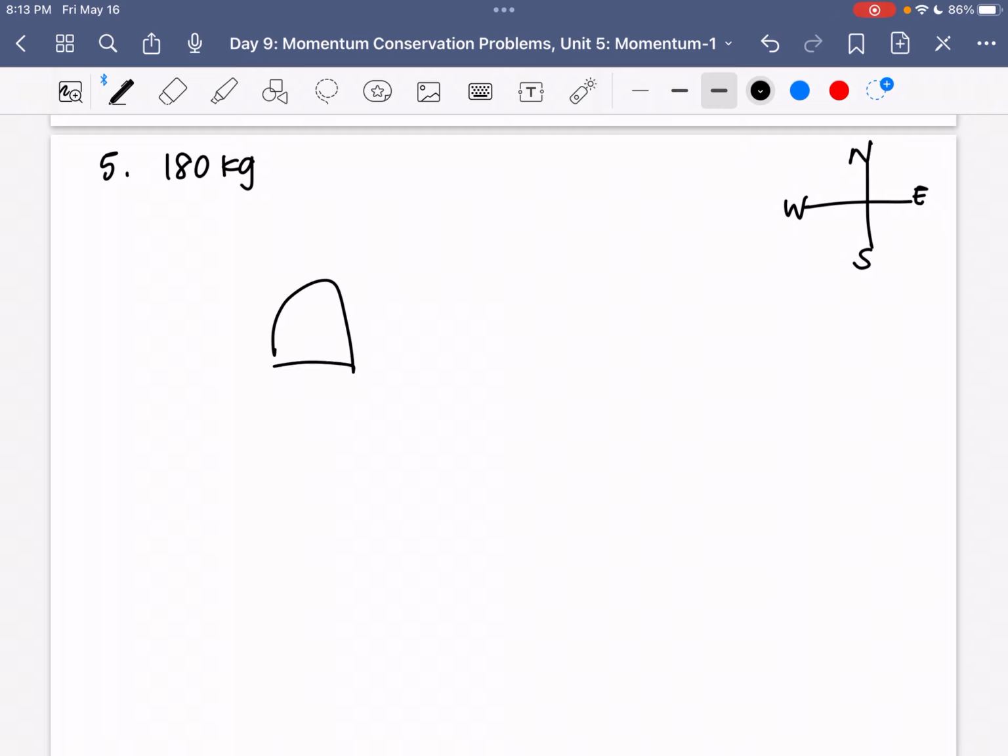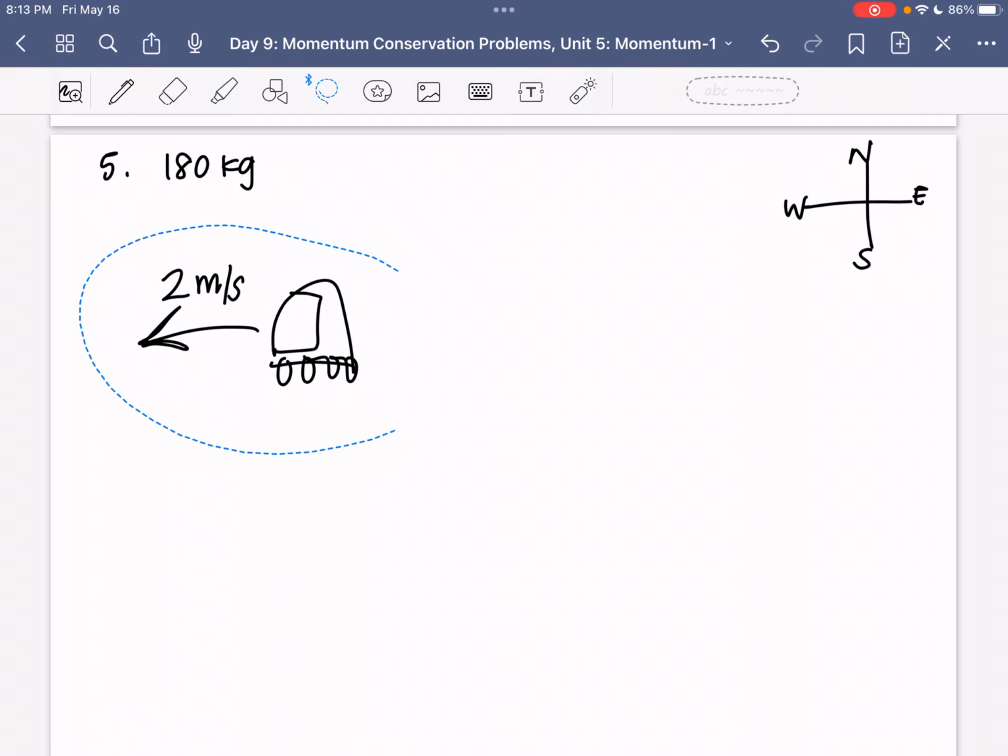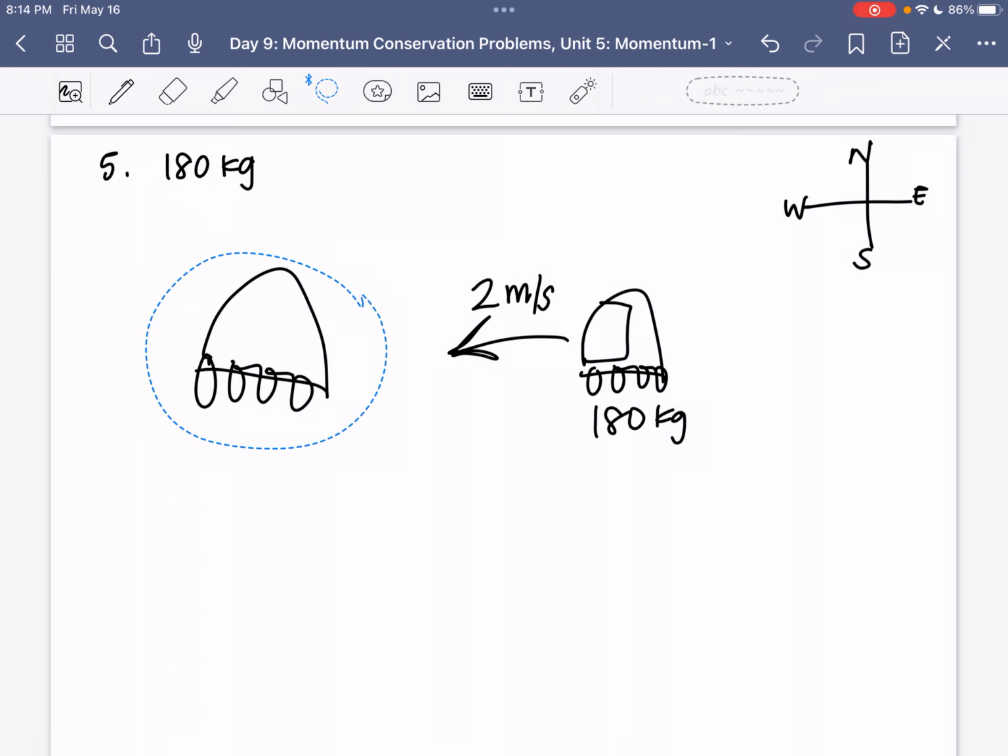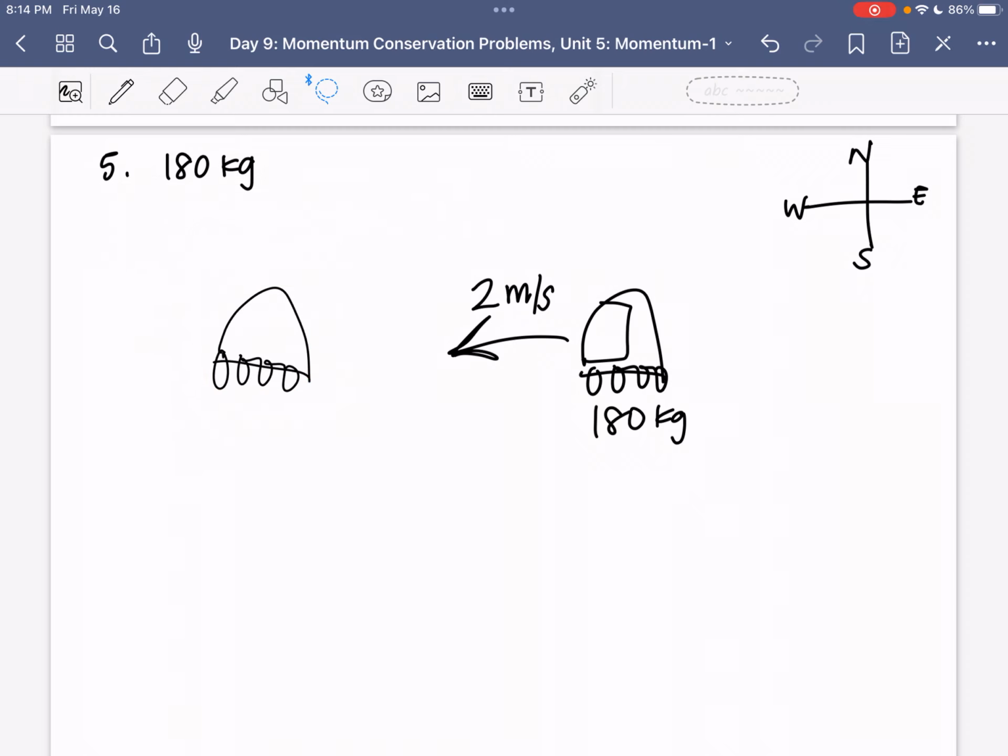So let's say 100. Oh, it's going west, so this way. It's going west at 2 meters per second, collides head on, this is 180, and this is 150, and it's going east at 3 meters per second. Which one would be negative? The left, right?